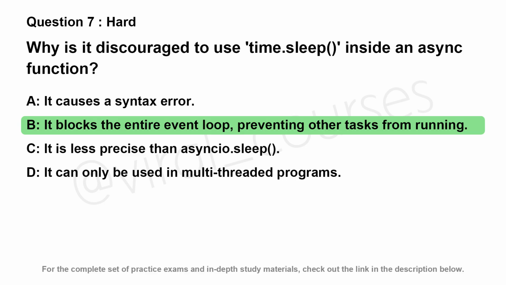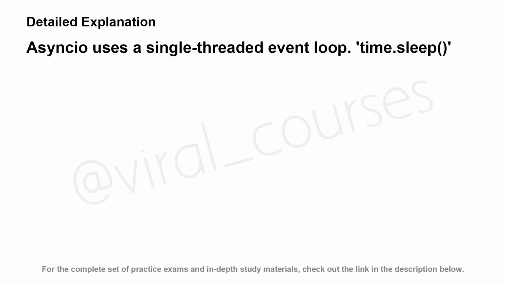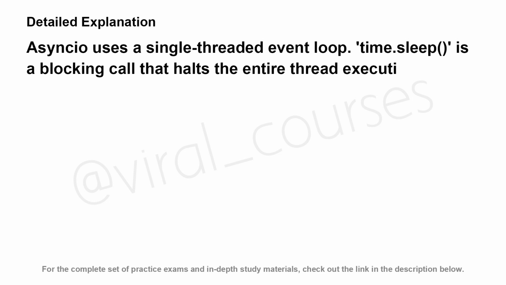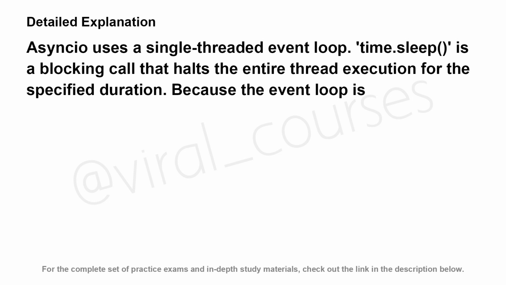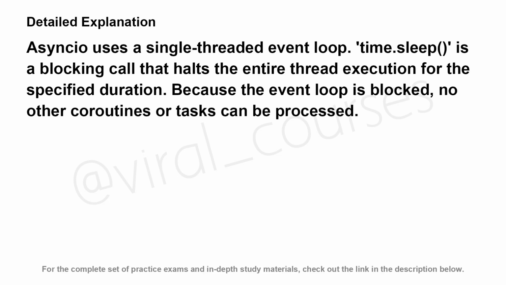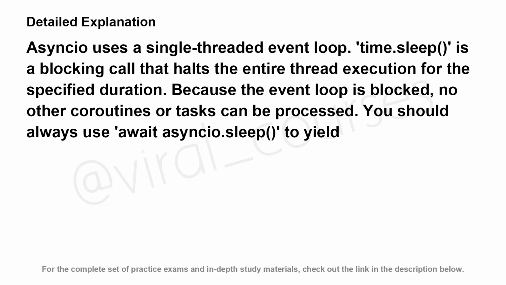The correct answer is B. Asyncio uses a single-threaded event loop. time.sleep is a blocking call that halts the entire thread execution for the specified duration. Because the event loop is blocked, no other coroutines or tasks can be processed. You should always use await asyncio.sleep to yield control back to the loop.